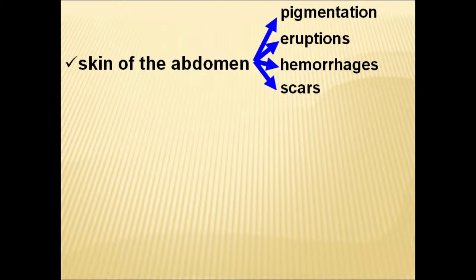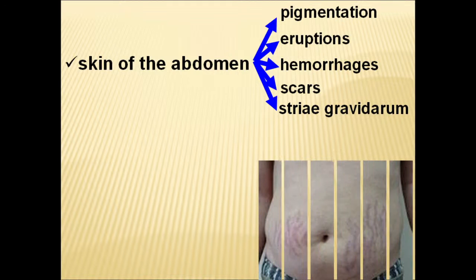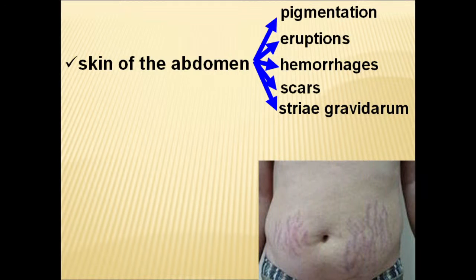We can see different scars, which may be post-operative or may be specific scars which appear without trauma but due to decreased elasticity of the skin, named striae gravidarum, which are characteristic for patients with obesity, with some endocrine disorders, and for women after repeated pregnancy.